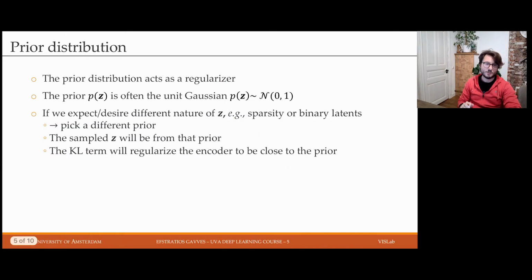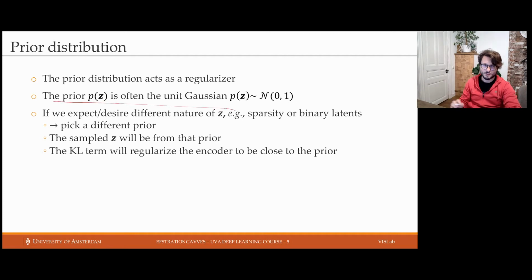The prior distribution acts as a regularizer if we take the form of the ELBO that we described in the beginning of the sub-lecture. So it makes sure that our approximate posterior does not deviate too much from the prior, and the prior distribution is a way we can induce our own inductive bias regarding our task at hand.